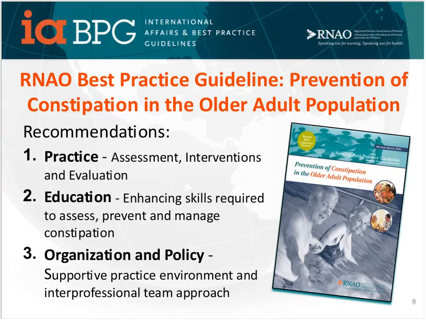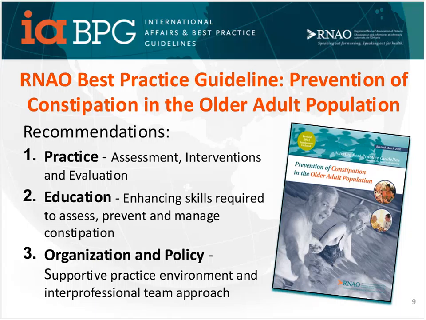So RNAO has come up with a best practice guideline on preventing constipation in the older adult population. This guideline has a few limitations that we're going to put out right at the front. It's really about what it says. It's about preventing constipation. There's not a lot in this guideline on treatments like laxatives and enemas to address constipation. We're going to talk about it today a little bit because we've had some questions, but there are other guidelines that we'll suggest you go to if you need more in-depth information.